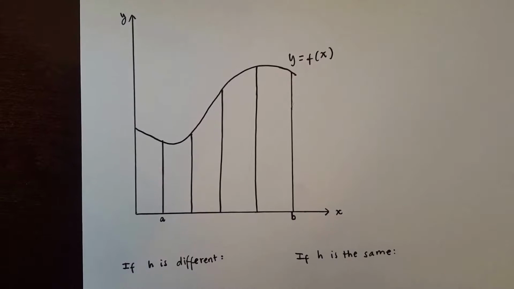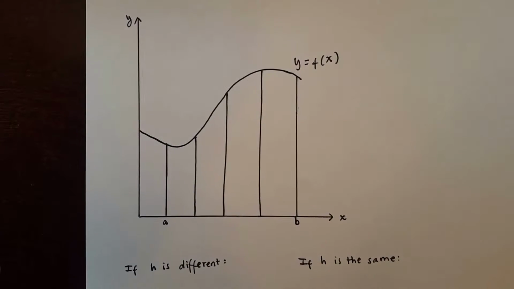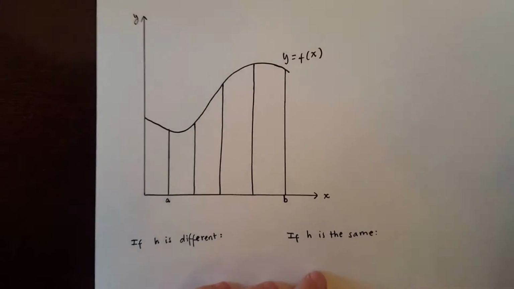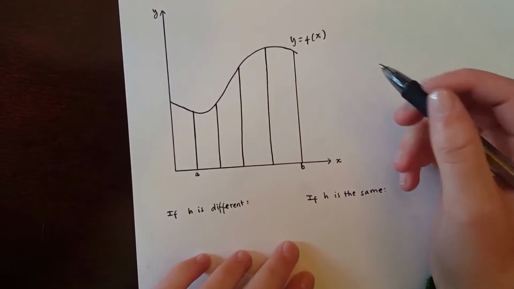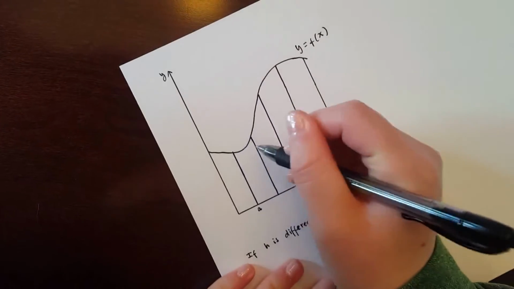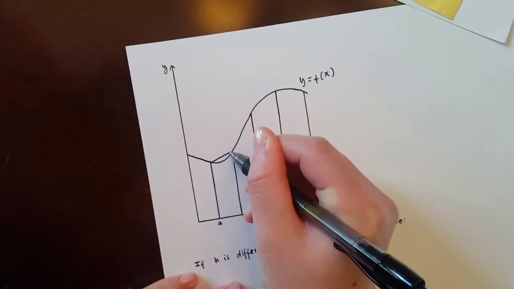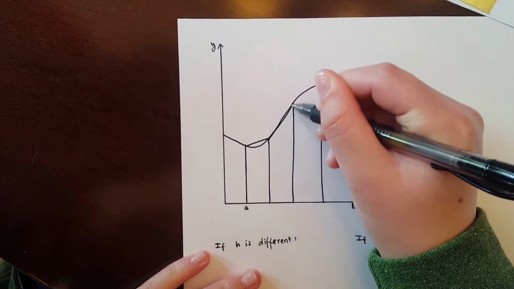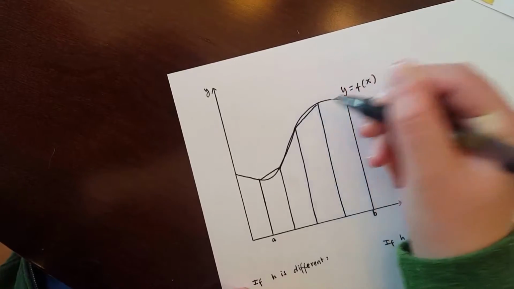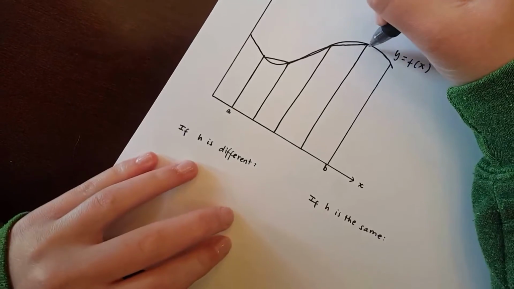Like the Riemann sums, the trapezoidal rule is also used to find the area under a graph, but it's much more accurate because you can make the top slanty to fit the graph. So instead of making this a rectangle, you go like this, and you make just a bunch of trapezoids. And it's much more accurate to find the area.